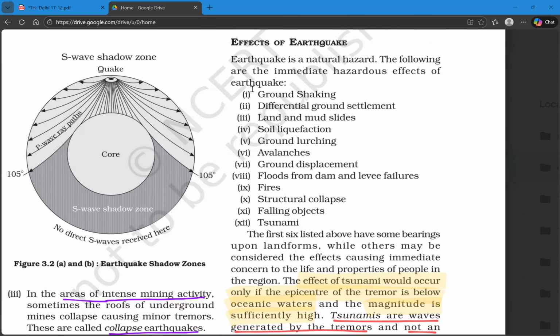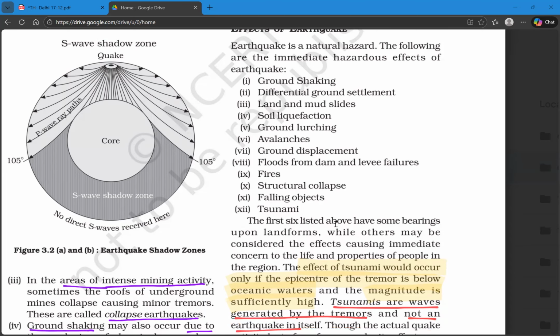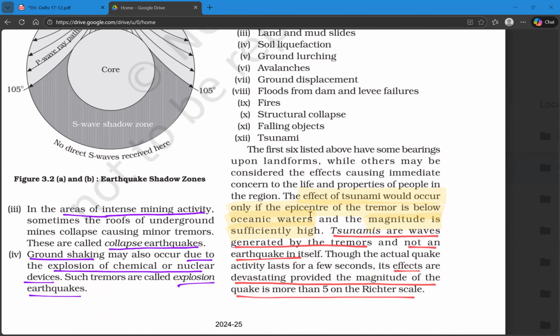These have some effect in the deformation of landform, the first 6, while others may be considered the effects causing immediate concern to the life and properties of people in the region. So from 7 to 12, these cause immediate concern to the life and properties of people in the region. These are ground displacement, floods from dam and levee failures, fires, structural collapse, falling objects, and tsunami.